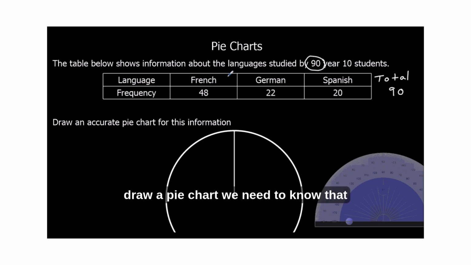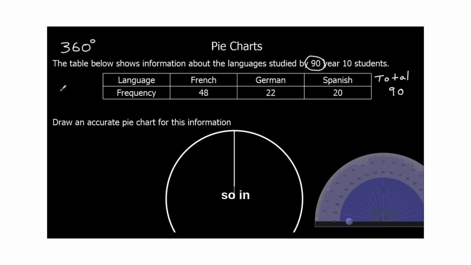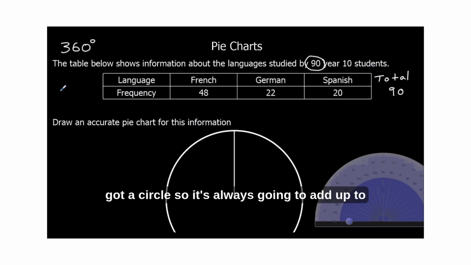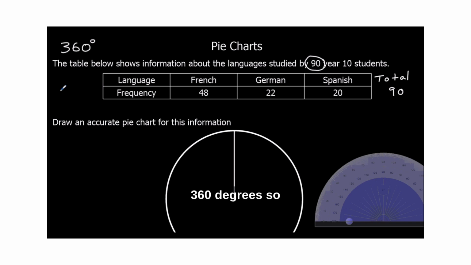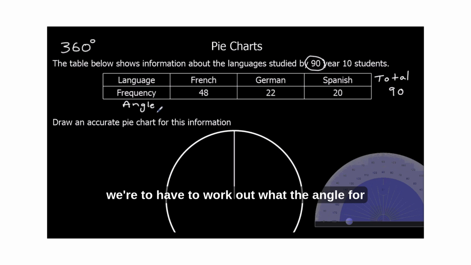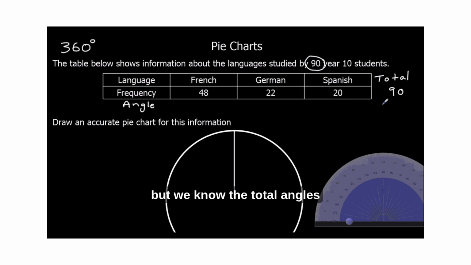To draw a pie chart, we need to know that all the angles around the point, all the angles in the circle, add up to 360 degrees. So I'll make a note of that here, 360 degrees, and that will always be the case. So in pie charts, we've always got a circle, so it's always going to add up to 360 degrees. So we're going to have to work out what the angle for French, for German and for Spanish is, but we know the total angles must be 360 degrees.